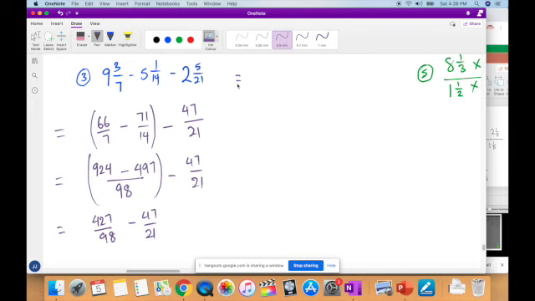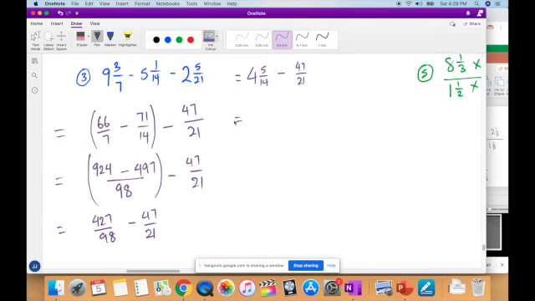427. Did you all reduce 427 over 98? No, you leave it just so? Yeah. You must always reduce your fractions, but we'll see if you get the final answer. But the reduction of that is 4 and 5 over 14. So you see we get back to 14. Yeah? So 4 and 5 over 14 minus 47 over 21.